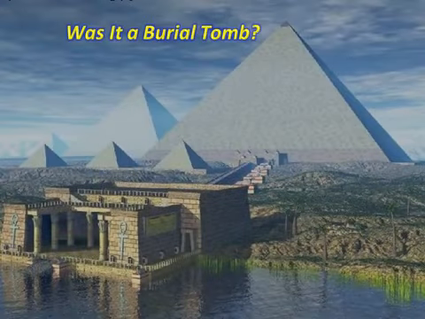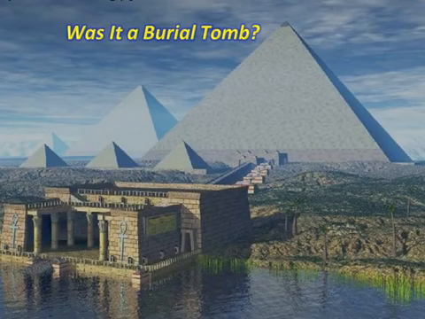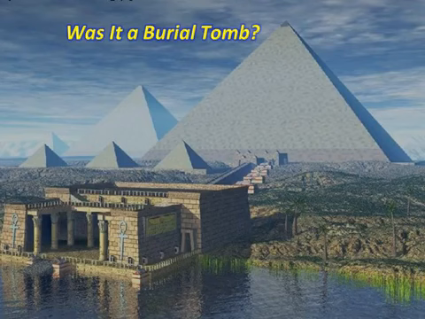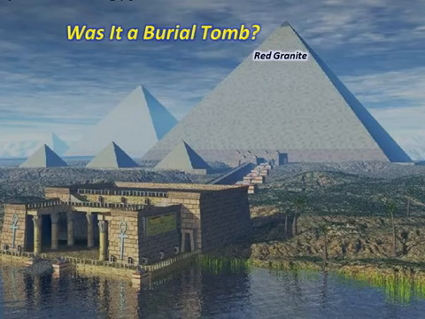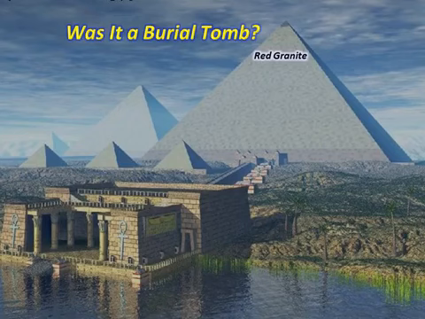Now, one question that always comes up with archaeologists is, was this a burial tomb? And so we're going to look at a number of questions that I think give us a pretty definitive answer. The first thing is, in this pyramid, prominently figured was red granite. There are no other pyramids where there's red granite. What was red granite used for in Egypt? It was used for temples. And so this temple that was on the Nile had red granite in it.